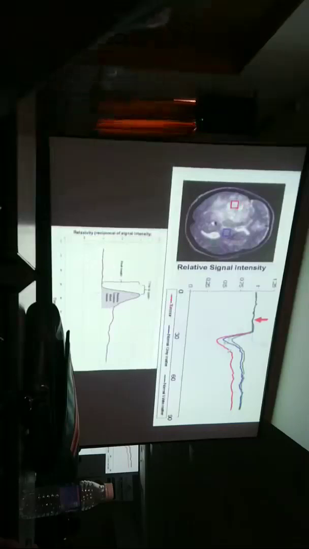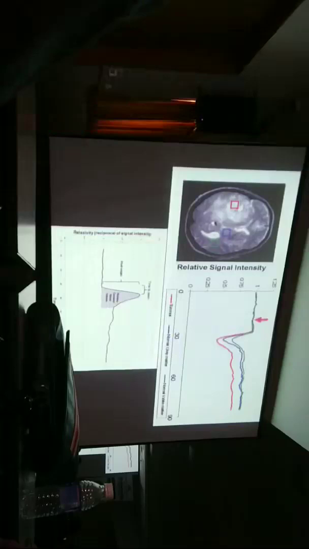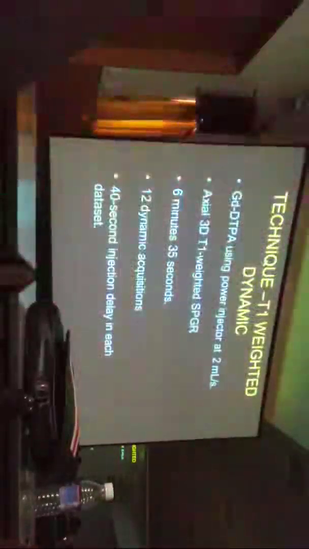Whatever the area under the curve corresponds to the cerebral blood volume. If it is increased, then we call it most probably a tumor. If it is so much increased, then we call it a high grade tumor. So that is the use of that.